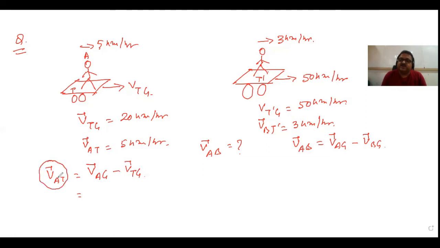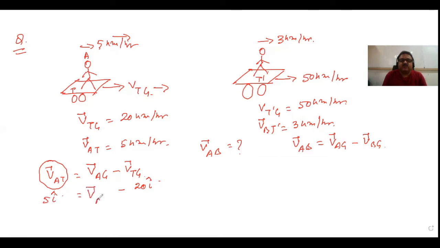Now velocity of A with respect to trolley is what? We have to use I cap for this and J cap for this, correct? Now trolley is moving towards positive x-axis. So what is the velocity of the trolley with respect to ground? This is velocity of the trolley with respect to ground. What is that? 20 I cap. And what is the velocity of A with respect to trolley? It is also moving towards positive x-axis. So write it 5 I cap.